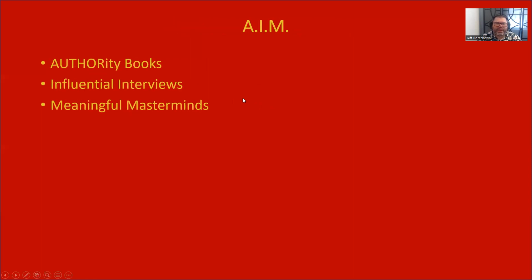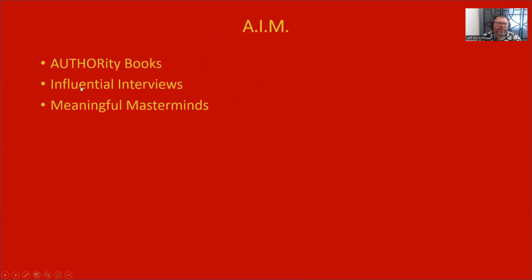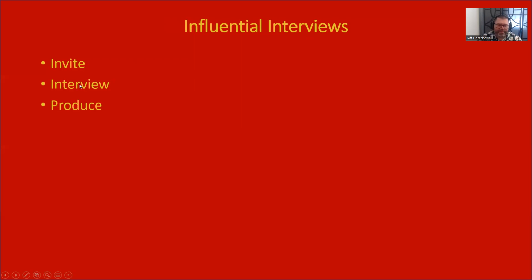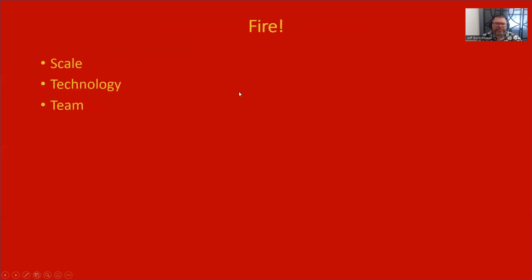So then we take ready, aim, and again, AIM is authority books, influential interviews, meaningful masterminds. And then that's the project. These are the top 3 things within that project. So I'd give some insights, hey, if you're inviting people, here's what you should do. When you're interviewing, watch out for this. When you produce your content, here's what to expect. So you're basically sharing 3 ideas per project.